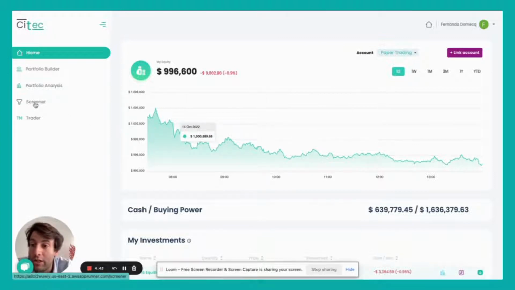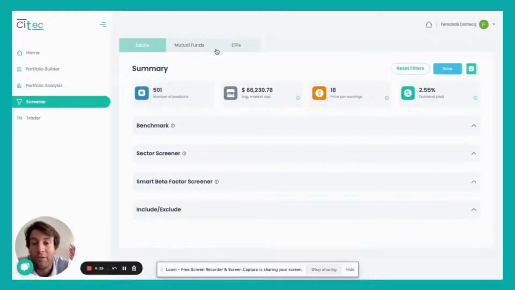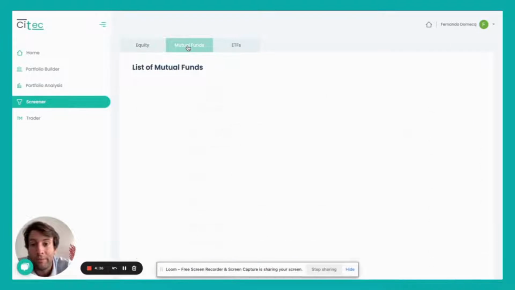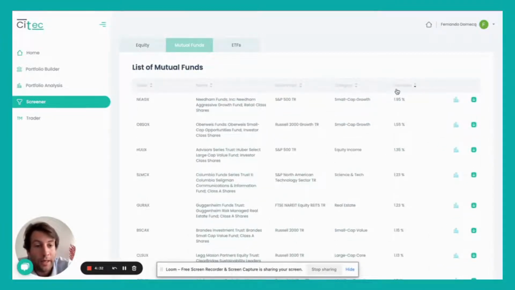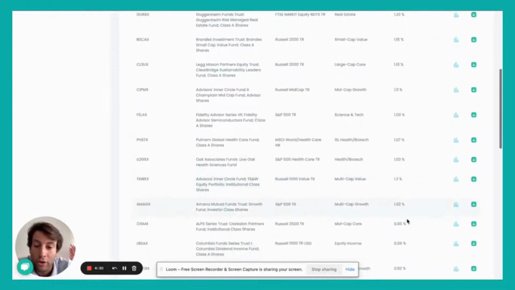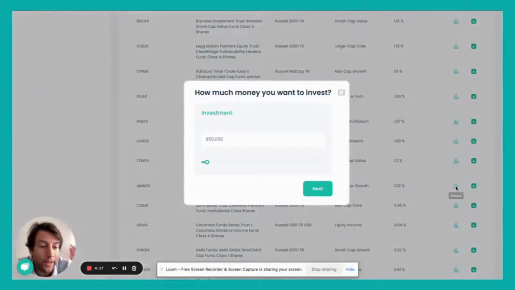So let's go to the screener here on the left-hand side. Here we have three types of screener. For today, we're going to be selecting the mutual fund. We can order the mutual funds by expenses. For today's exercise, we're going to be selecting the Amada Mutual Fund Trust Growth Fund. So we will go and click Analyze with this blue icon.